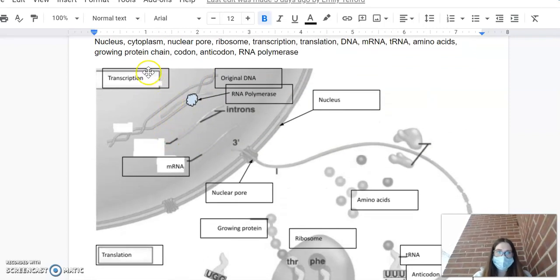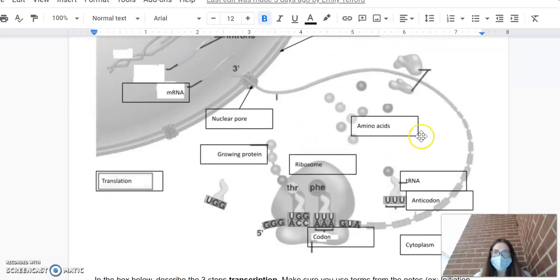So first, I labeled these two processes. So transcription, this showing this process here. I know this because it's happening in the nucleus. This little enzyme here is reading the DNA and creating an mRNA strand. And then out here, this whole process is translation. So I labeled that right here.